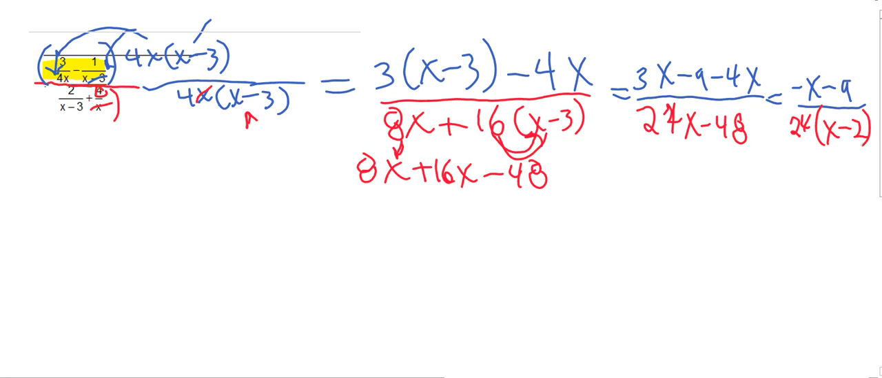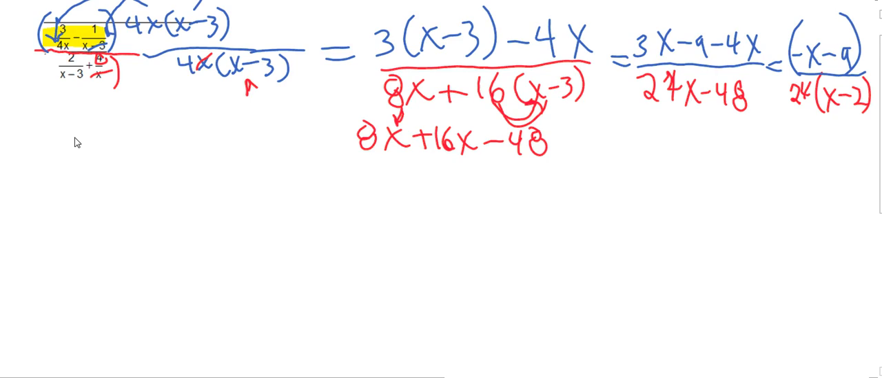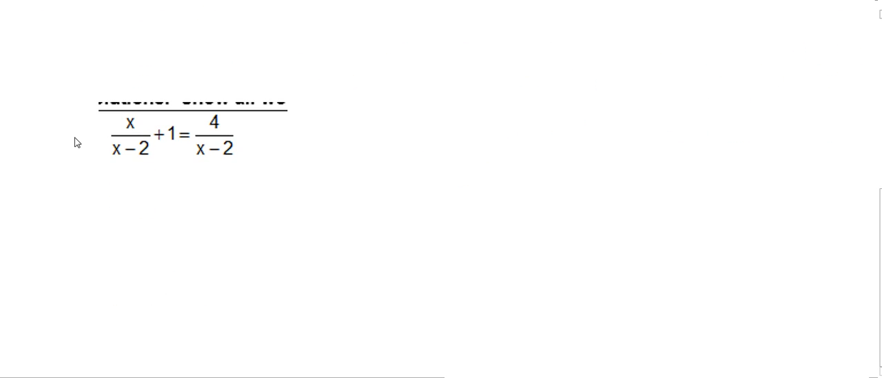Now, notice we can't simplify because the top is simply negative x minus 9. We could factor a negative out of there, but we still wouldn't be able to cancel anything out. So that's an example of a complex fraction where we eliminated the fraction that was in the numerator and we eliminated the fraction in the denominator. Alright, let's take a look at a second problem here.